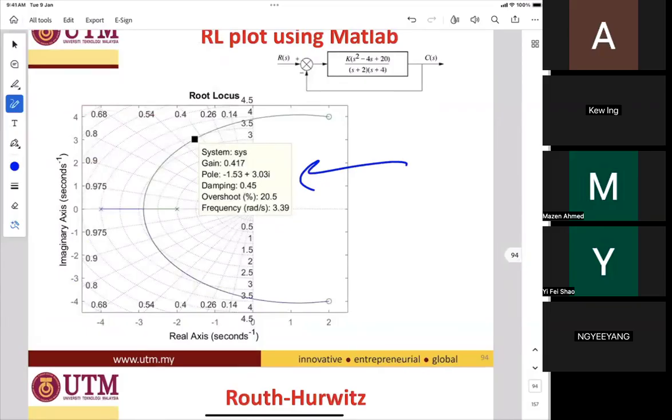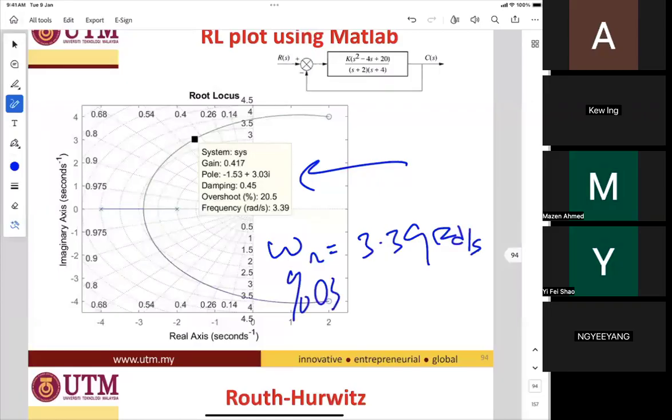What is the omega n value from the plot? 3.39 radian per second. What is the overshoot value over there? 20.5%.